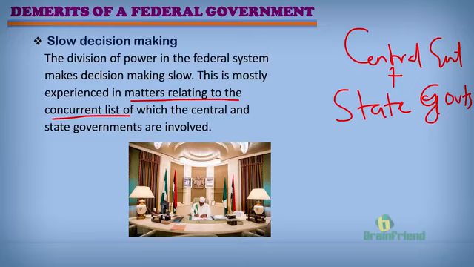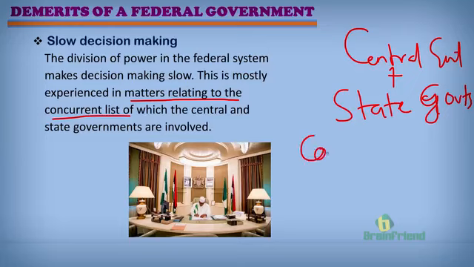Now, in a system whereby only the central government is allowed to make decisions, you see that they'll make decisions and they'll take it and it will be fast. But in a situation where you have both of them, they must come to an agreement before they carry out a particular project, or they come to an agreement to carry out a particular function to bring about development in the country. Let's take, for instance, road.